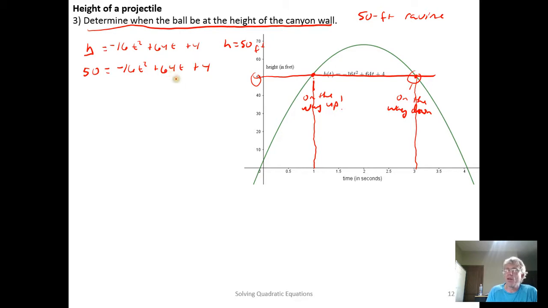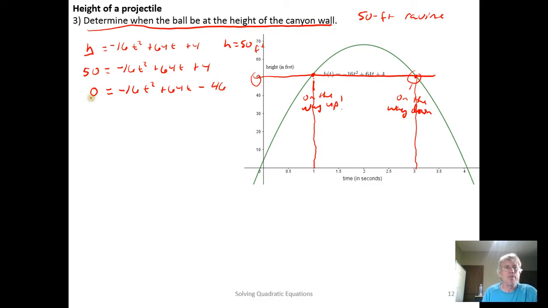One way that we can solve this, based on work that we've done earlier this year, is to get this equation equal to 0 and use the quadratic formula. So I'm going to go ahead and use the quadratic formula this time. I'm going to subtract this 50 from both sides. So I'm going to get 0 equals negative 16t squared plus 64t plus 4 minus 50 is going to be a minus 46. So I'll get a minus 46 right here.